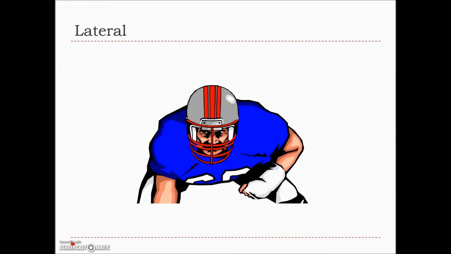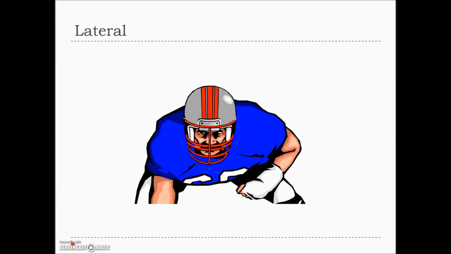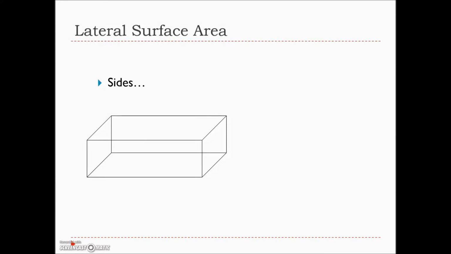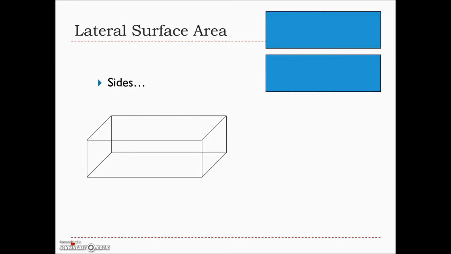You may have heard the term lateral in football, where we're passing the ball parallel to the end zone. But sometimes we're only interested in the area of the vertical sides of a rectangular solid, not the top and the bottom. The mathematical term for this is the lateral surface area.